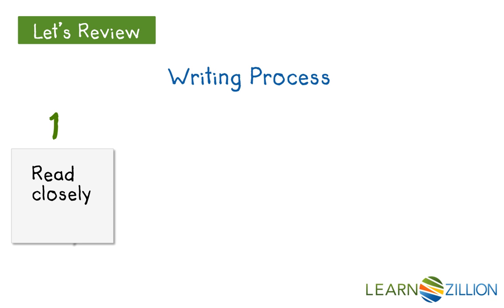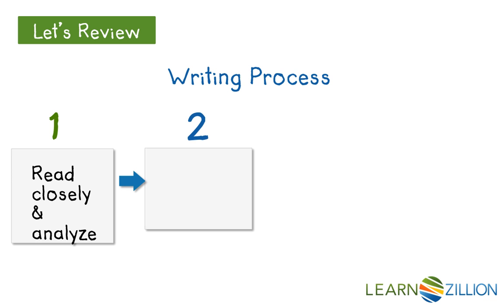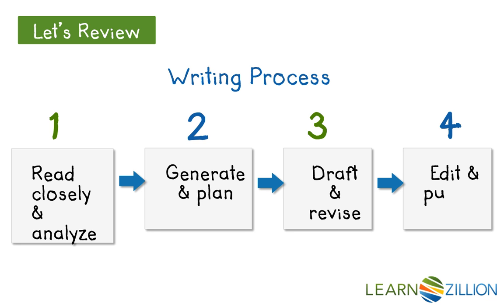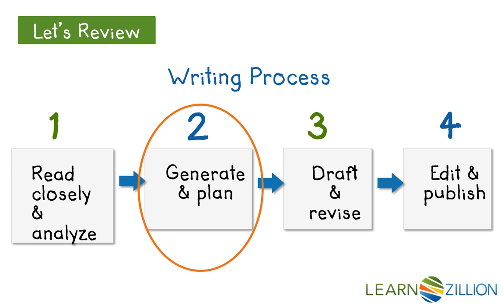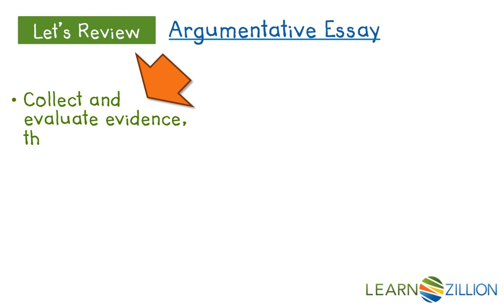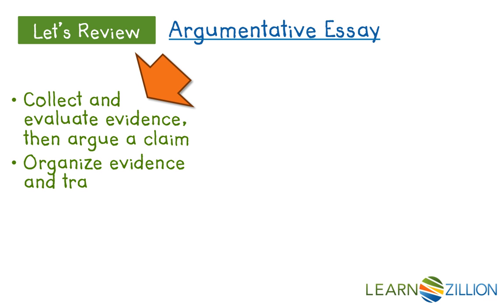We're remembering that the writing process begins with reading closely and analyzing the text, moves on then to generating and planning, then to drafting and revising, and finally to editing and publishing. We're right now on the generating and planning stage. We'll also remember that argumentative writing is when you collect and evaluate evidence and then argue a claim.